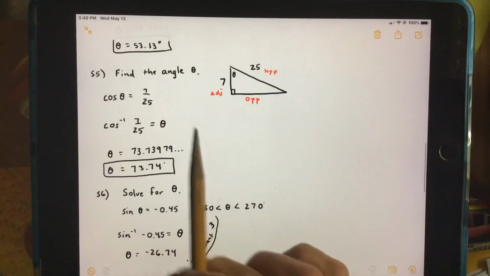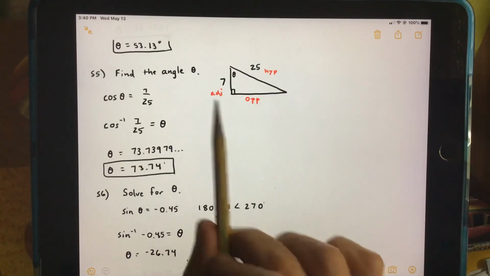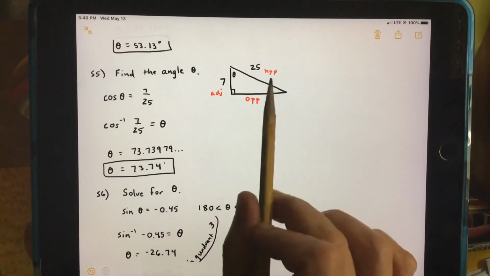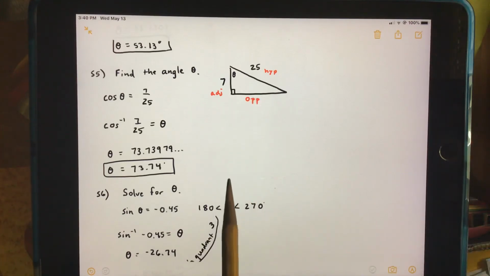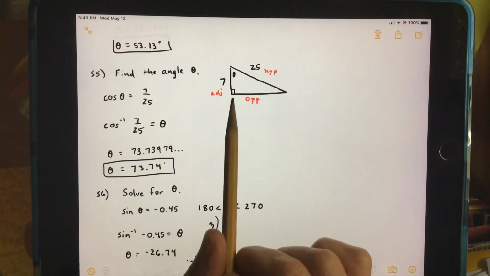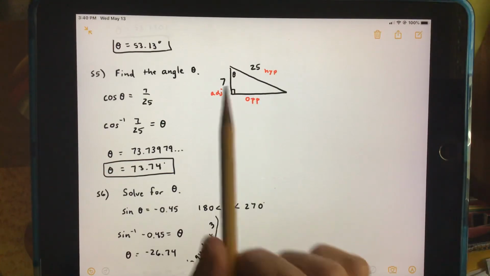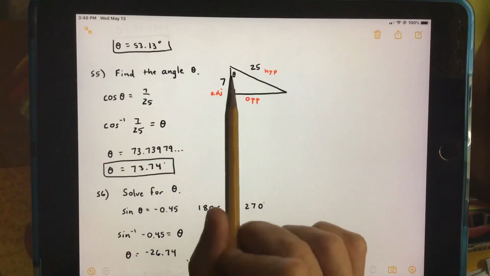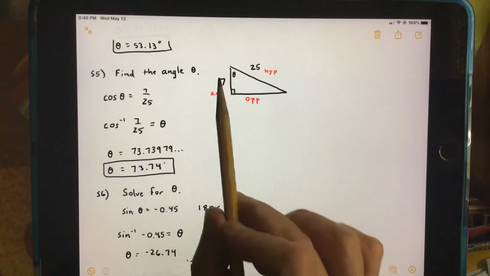Find angle theta. First, we label up our triangle with which legs are adjacent and opposite, and the hypotenuse. So remember, we find the labels on our triangle by looking at the right angle. Opposite the right angle is the hypotenuse. Next to the angle theta, or whatever angle is of interest, will be the adjacent leg, and opposite the angle theta that we're interested in will be the opposite side, the faraway side.